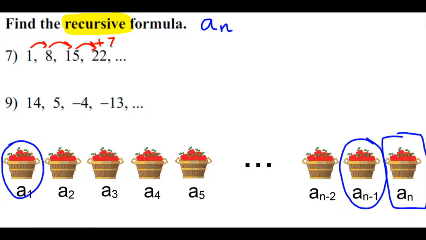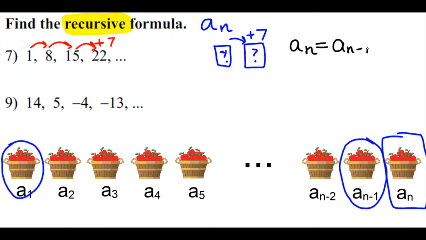So if you think about it, take some number off in the future, let's say it's this bushel of apples right here. What you would have to do is take the one right in front of it and add 7. So put it in terms of the bushels of apples, or the n terms: the nth term is equal to the n minus 1 term, that's the one right before it, plus 7.